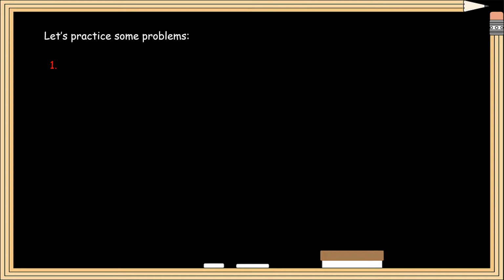So let's practice some problems. Number 1, convert 22.5%, 75.5% and 22% to the simplest fractional form. I want you to try this yourself. It's not a problem if you make mistakes, because if you make mistakes, you learn from them. So there's no problem in making mistakes.